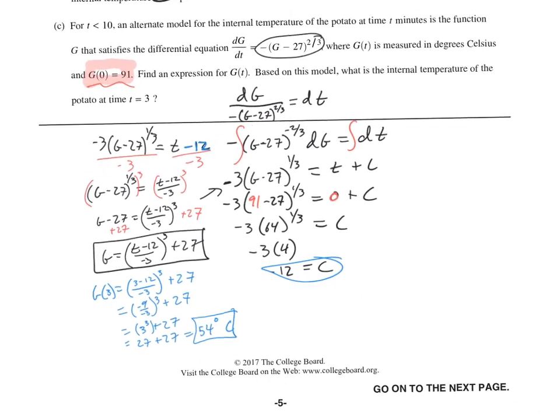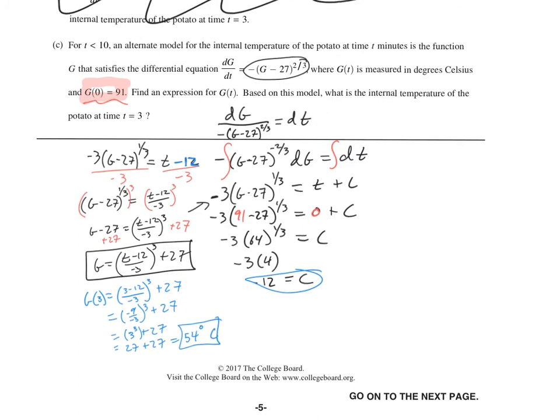And I think we are done. Let's see. Find an expression for g of t. We did that. Based on this model, what is the internal temperature of the potato at time t equals 3? We did that. Boom. All done.